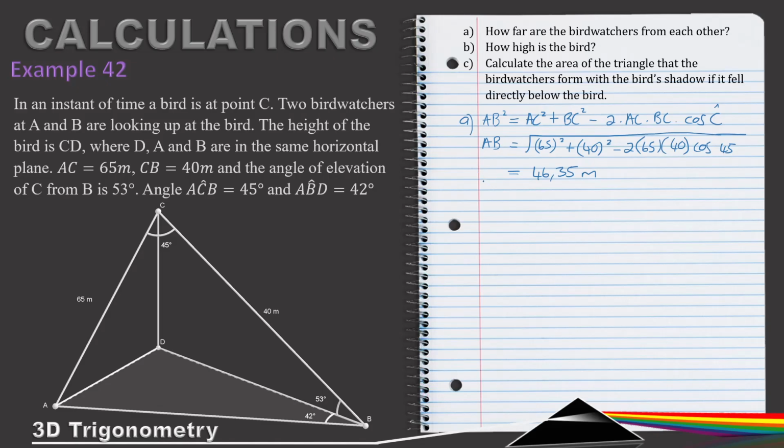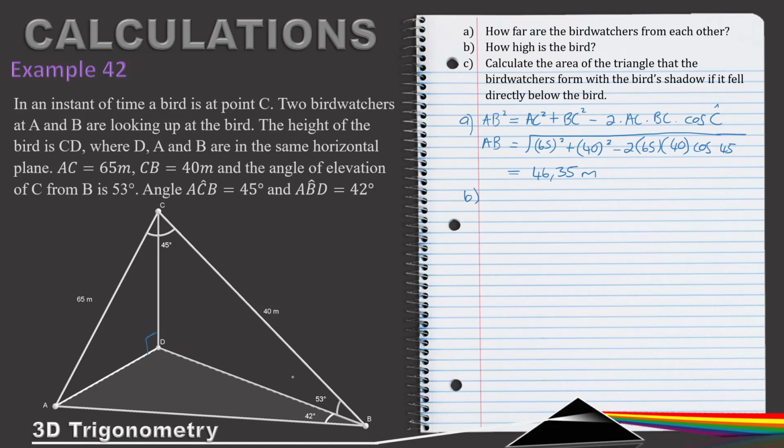Right, now for B, how high is the bird? This is the height of the bird, which means that we're basically just going to calculate the length of CD. Now, this we can assume is a right-angled triangle because this height is perpendicular to the ground, all right?